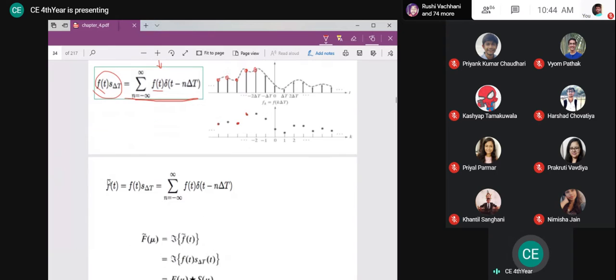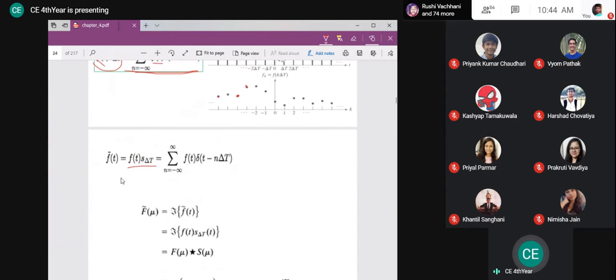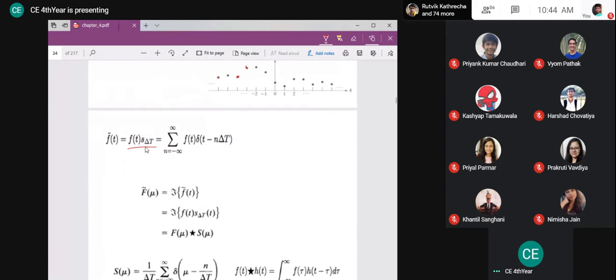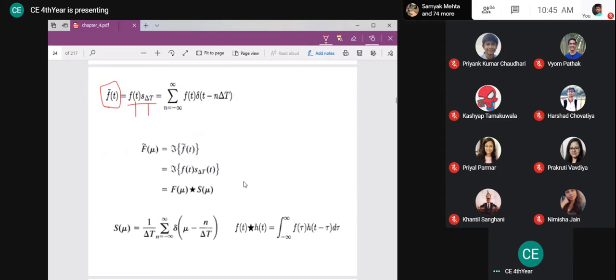This is how we can obtain a sampled function by multiplying with the impulse train. This is the sampled function f tilde. F tilde is known as a sampled function.